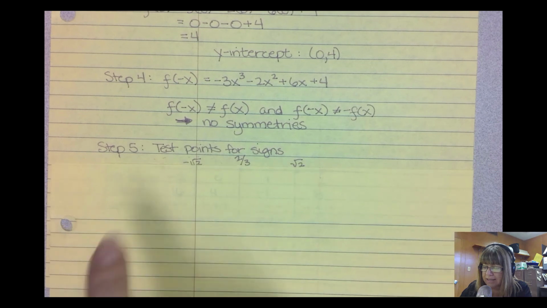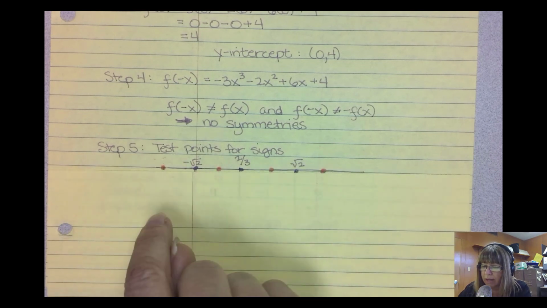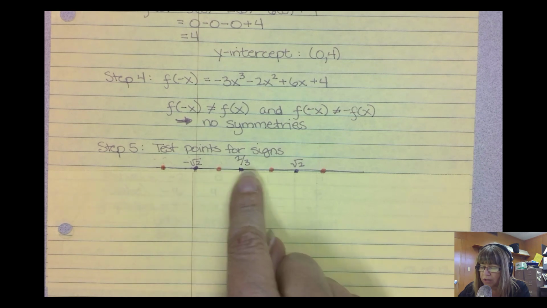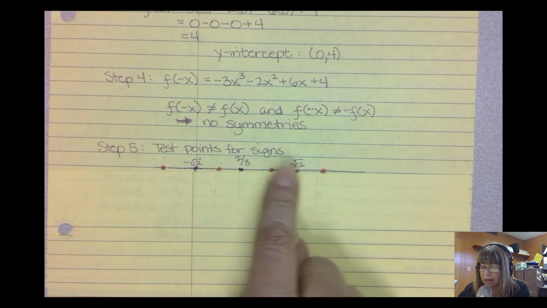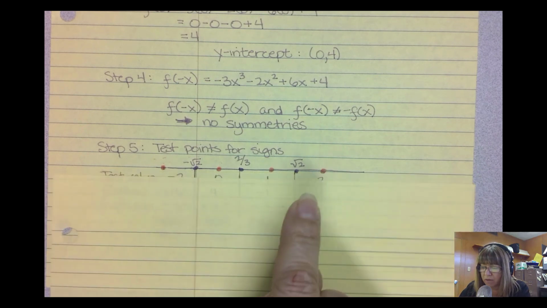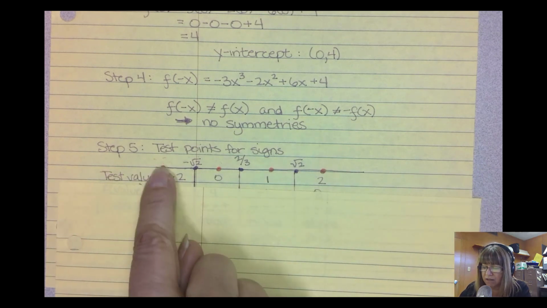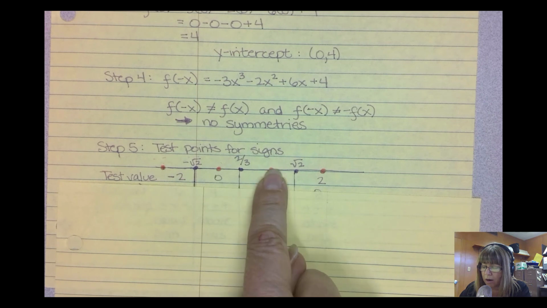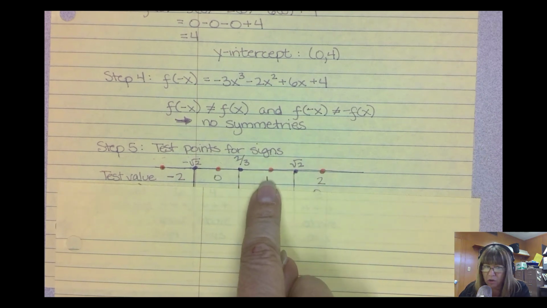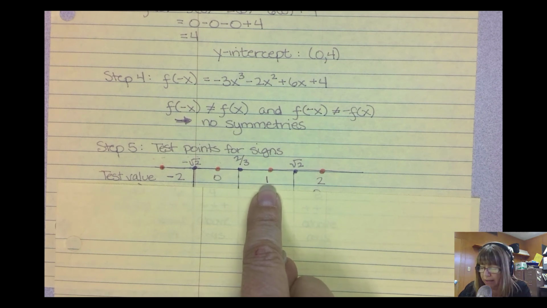Let's test some points for some signs. Well, we have this negative square root of 2, 2/3, and positive square root of 2. And I'm going to take points on either side of these and test to see if our values are going to be negative or positive. So the values I'm just going to test are -2, 0, 1, and 2. Could be any values between those. I just tried to select values that were easy to calculate.